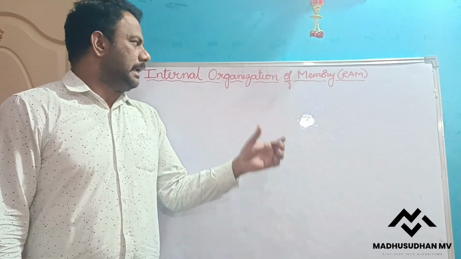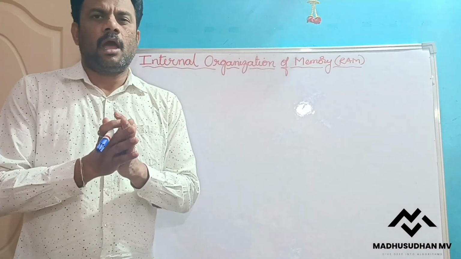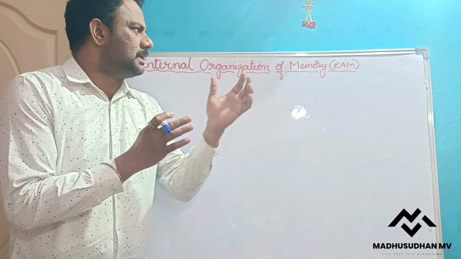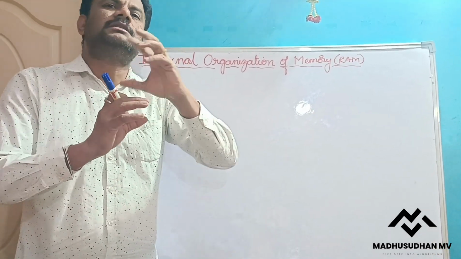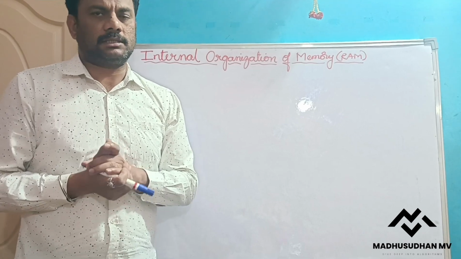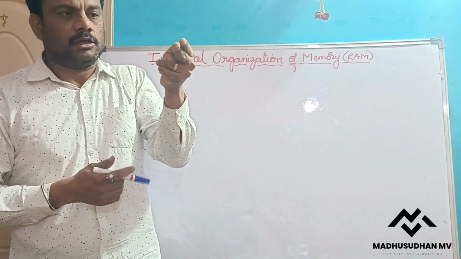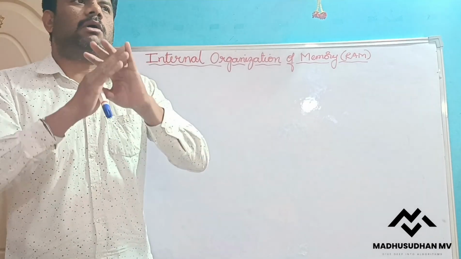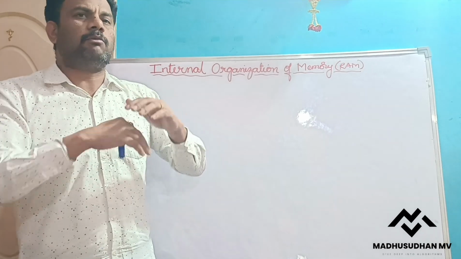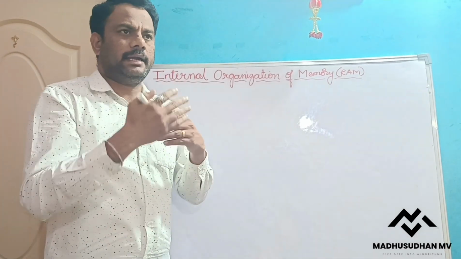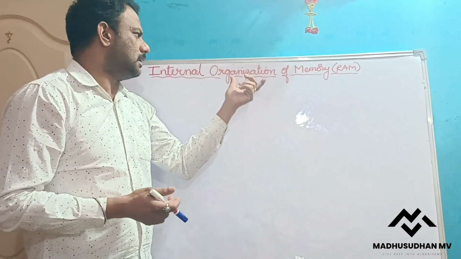Going to explain internal organization of memory. In that, we will see how our memory, especially the RAM, random access memory, was designed internally. That means when we look at our RAM chip, we can see one small IC, right? So internally, how that memory was designed, how it was structured, how it was constructed, the logic or the idea or the circuit of that RAM, we are going to discuss under this chapter, or under this topic.